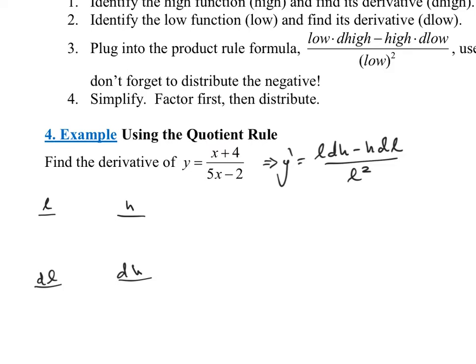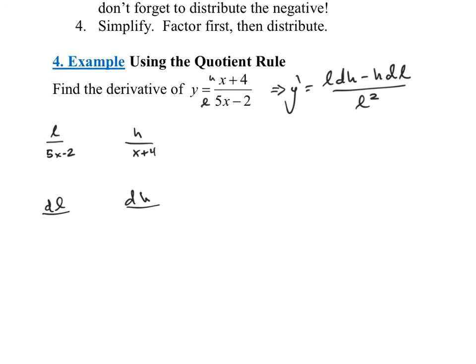So the low function here is 5x minus 2. The high function here is x plus 4. Oops, sorry, let me rewrite that. There's x plus 4. Let's think about what's the derivative of the low function. Well, the derivative of 5x minus 2, hopefully that's very easy. It would be 5 times 1, which is 5. The derivative of negative 2 is 0 because it's a constant. The derivative of x plus 4, well, the derivative of x is 1, and the derivative of 4 is 0, so that would just be a 1.